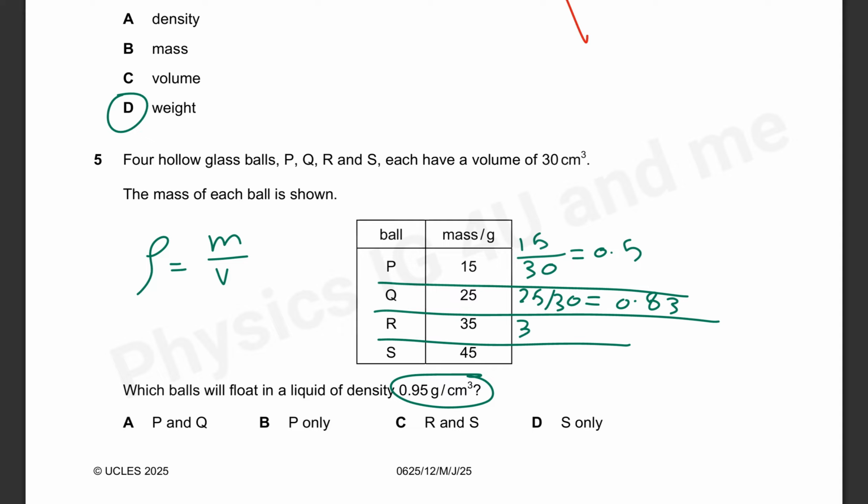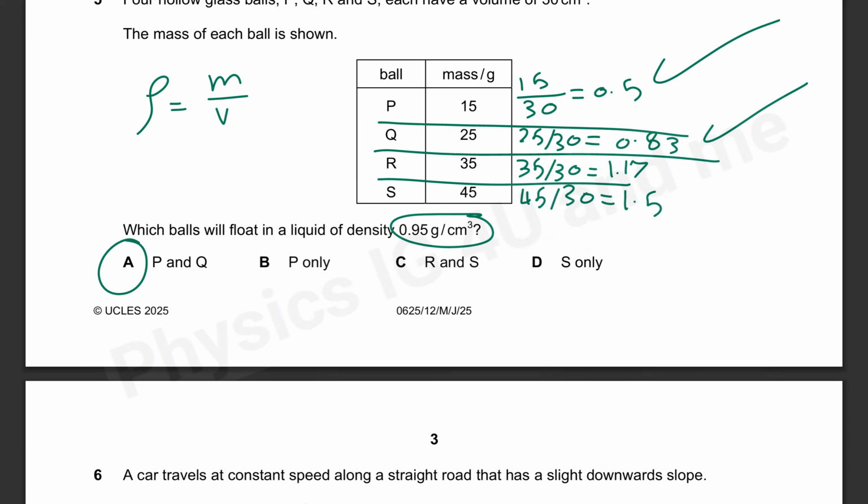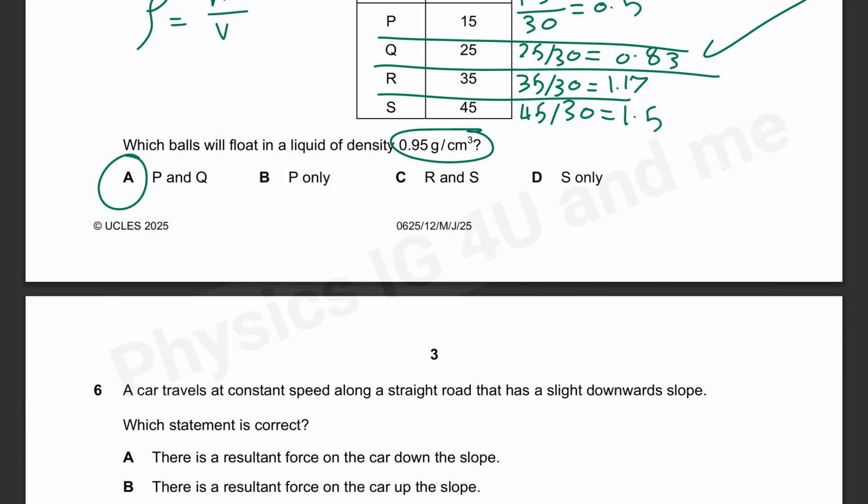For R, it is 35 over 30. I will have 1.17, right? And for S it is 45 over 30. The answer is 1.5. Again, the one that will float is the one that has less density, which is basically P and Q. So the answer is A. I hope it's clear.